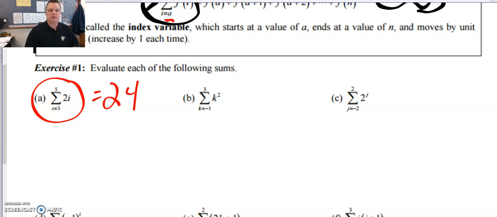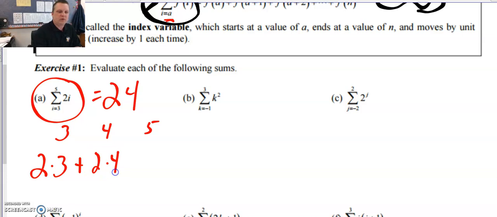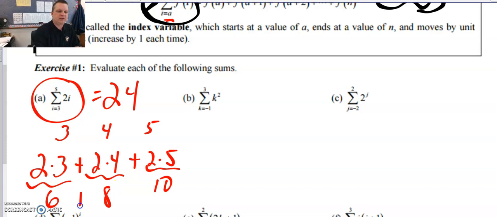Part 2, if you have to show all your terms. So i starts at 3 and goes to 5. There's only 3 terms, so 3, 4, 5. That means you start substituting, so you have 2 times 3, plus 2 times 4, plus 2 times 5. This gives me 6, this gives me 8, this gives me 10. I add these all together, and I get 24. That's essentially what's going on. That's all you're doing.